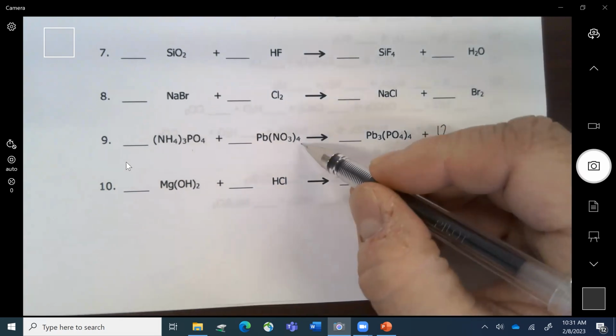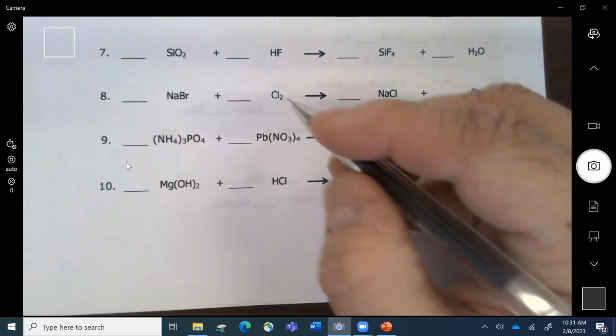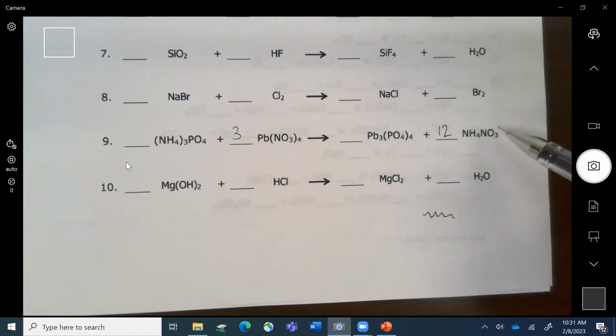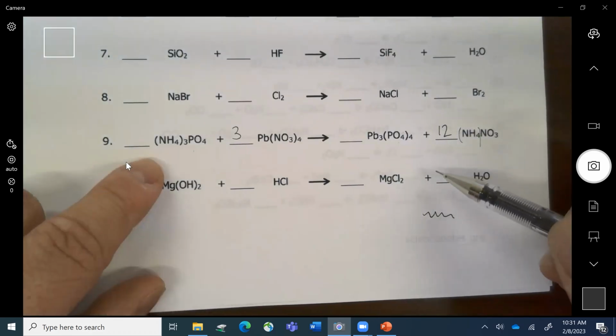So how would I get this nitrate to 12 over here? I'm going to have to multiply it by 3, right? 3 times 4 is 12. Well, that unbalances my other things. So now let's go back to my NH4 here, right? I have 12 over here now, and how many do I have over here?